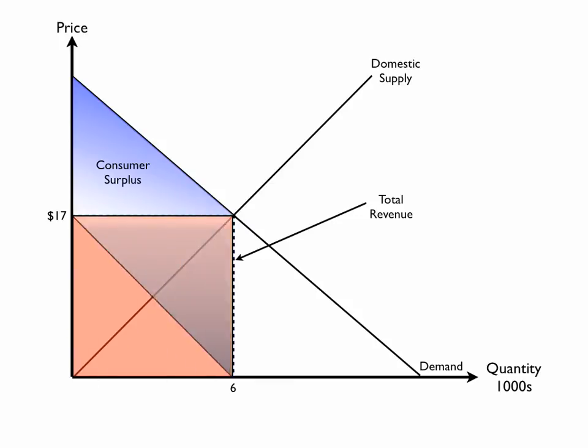We also have producer surplus. This represents the value to producers above and beyond their marginal cost of producing sugar. So if the price of sugar is $17, which it is in this example, and it only costs them, let's say, $5 to produce the 2,000th pound of sugar, they received $17 for that sugar, so their surplus is $12.